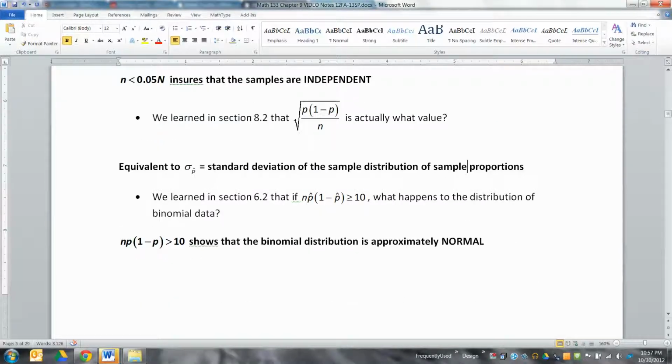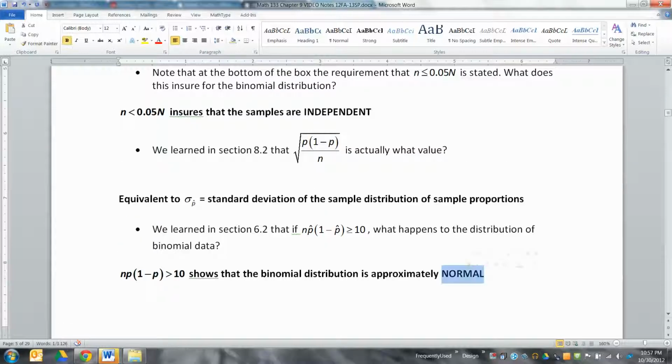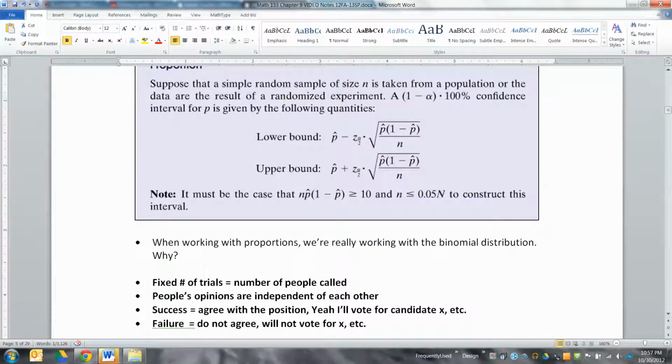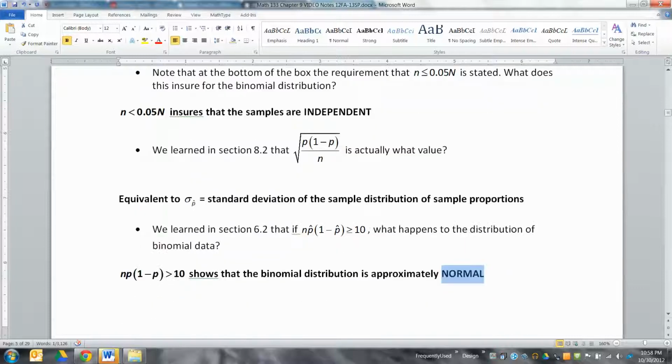Now down here, we also learned that n times p times 1 minus p is important. If it's greater than 10, then that shows us that our binomial distribution is approximately normal. And that's good for us because we don't really know how to do things that aren't normal, with the exception of the binomial distribution itself. Right? So we need normal. That way we can use z-scores, right? See the z right there? That's the standard normal score. So you can't use that unless you know it's normal. So the n times p times 1 minus p thing ensures normal. Then the little n less than 0.05 N ensures independence. You've got to have independence or you can't have all the rest of the stuff.